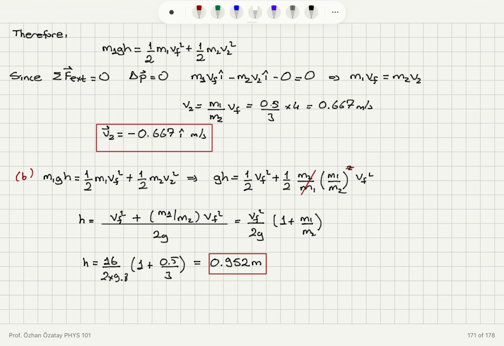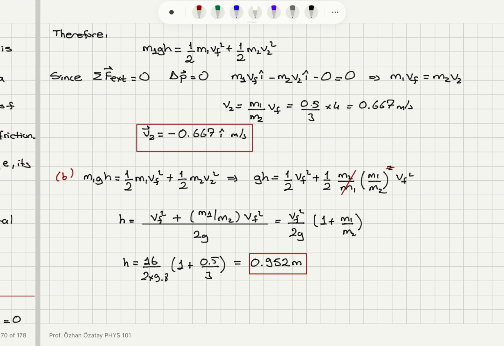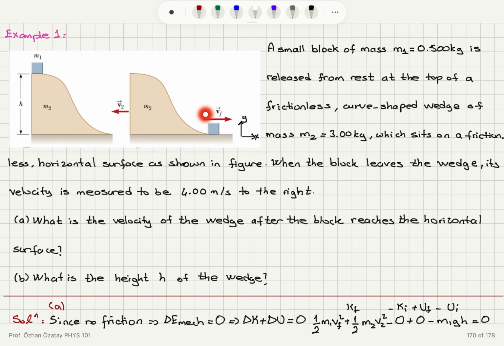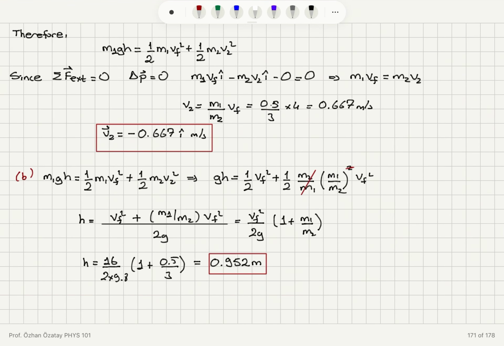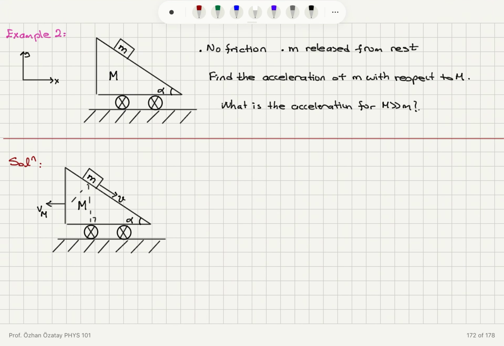Using these two equations, linear momentum conservation and mechanical energy conservation, we were able to calculate h and the velocity of the wedge at the point when this block has reached the bottom surface. All right, let's move on to another example.